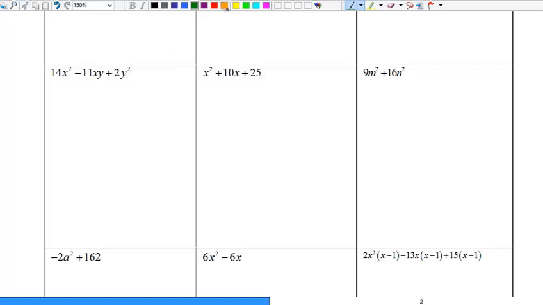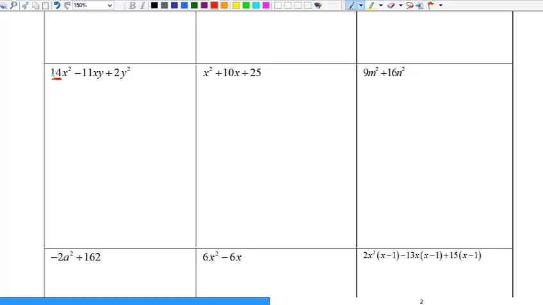But step 1, starting with step 1 always, is there a GCF between 14, negative 11, and 2? No, I wish there was, but there's no GCF on this one. Step 2, how many terms? Well, there's 3 terms. Now, I know it's a trinomial, but is it an easy trinomial or a hard trinomial? I have to identify if a is equal to 1. A is 14, so therefore it's not 1. So because a is not 1, I need to use either guess and check or the AC method.